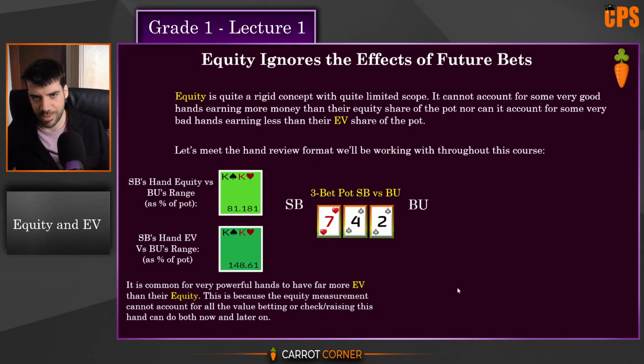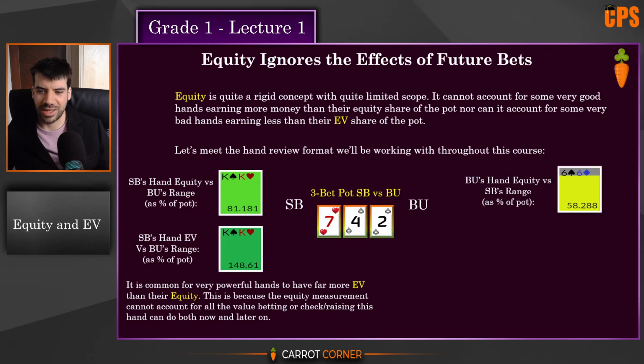That's not to say we have to bet. We're not at that point yet. Have a look at a hand like sixes. Imagine that the button here has pocket sixes. This is a mediocre to good hand in his range.